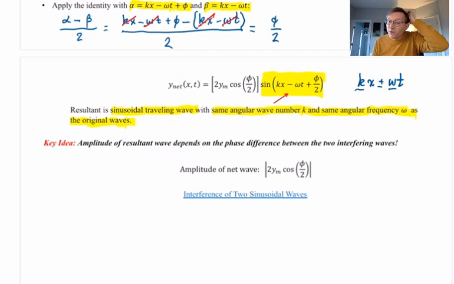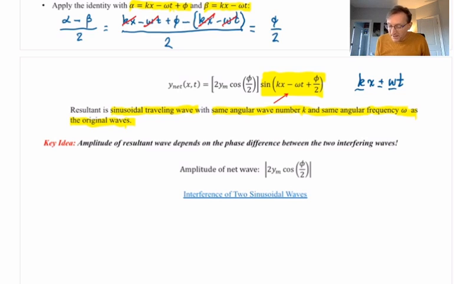So I get a sinusoidal traveling wave, traveling in the same direction with the same k and the same omega, but a different phase angle. Okay, fine. That's important to know. I get a sinusoidal traveling wave out. But here's really the key idea, and that's why I've got it in key idea and it's in bold.